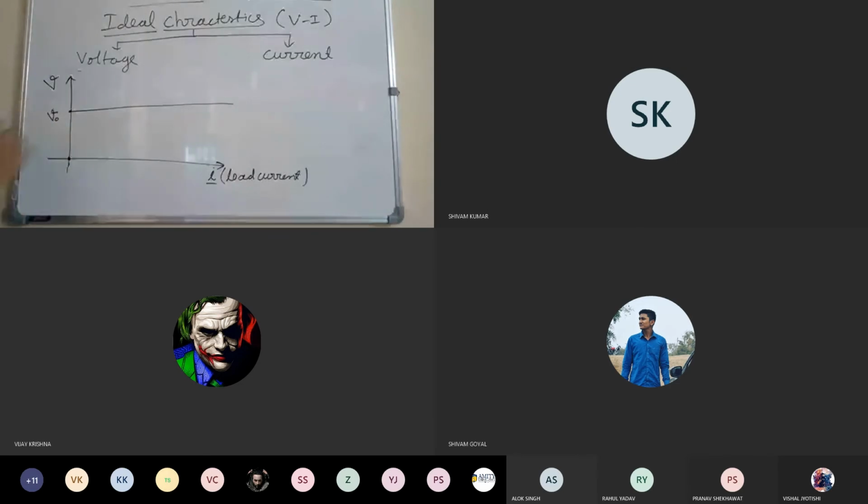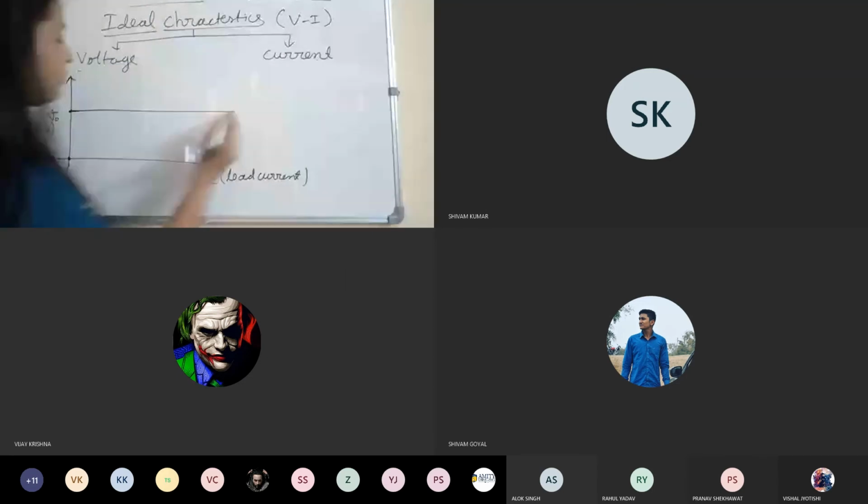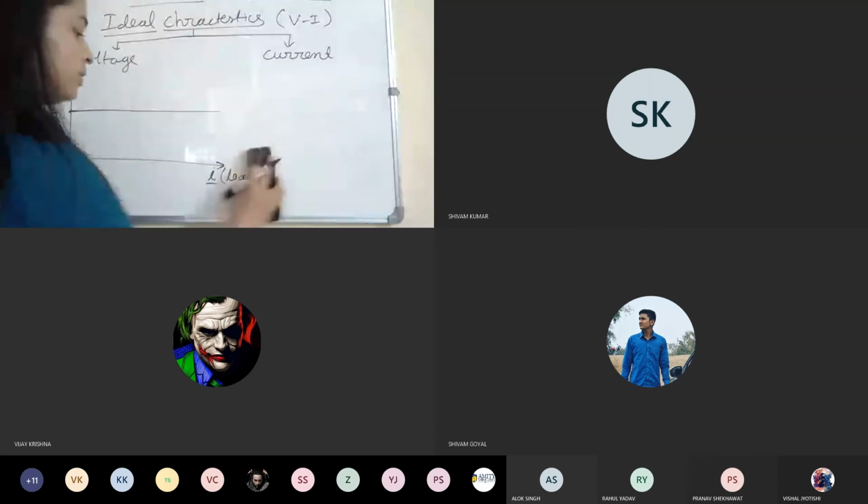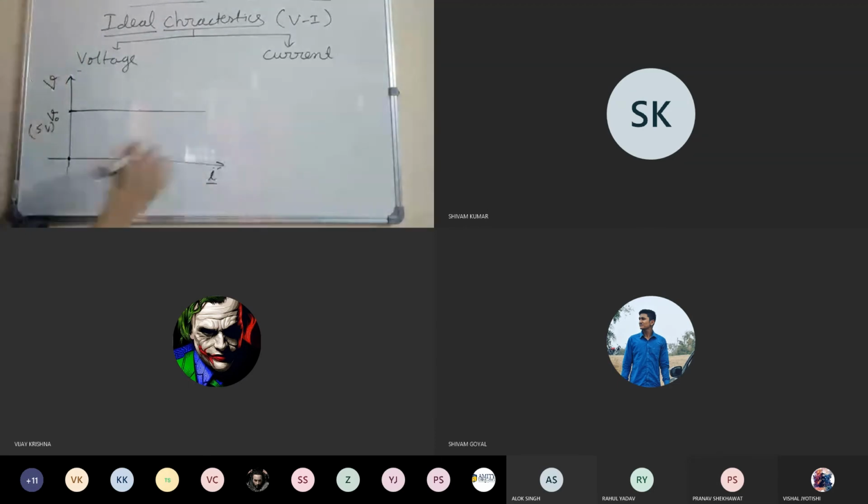Let's say my V0 is 5 volts. If a resistor is connected as the load, it doesn't matter. V is always constant, a straight line. If a motor is connected at the load position, still it is V0. Say a bulb is connected, still it is V0. So my voltage is always constant, not depending on anything else. Come what may, it will always give you 5 volts. That is the ideal characteristic. But if I talk about the current, let's see the current characteristic.